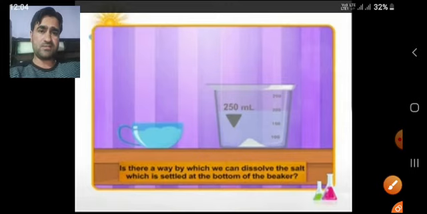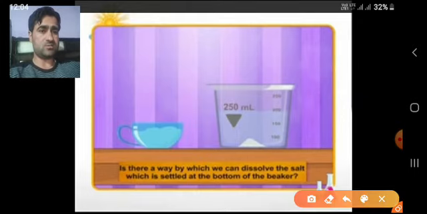Now the question arises, is there a way by which we can dissolve the salt which is settled at the bottom of the beaker? Is there any possibility that we can dissolve the salt or the solute that is present at the bottom of this water beaker? Is there any chance?